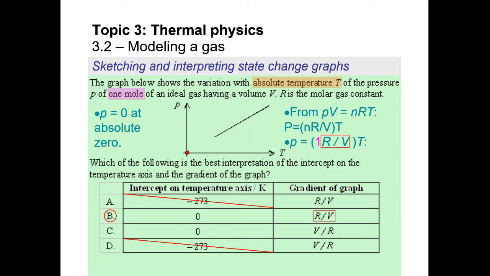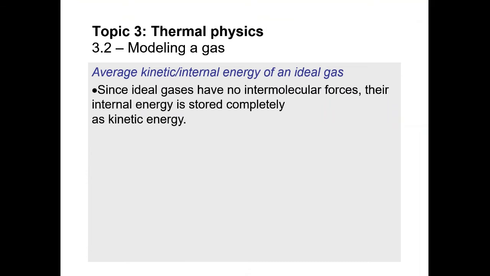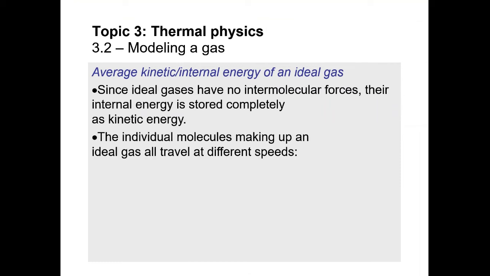The correct answer is B. Average kinetic and internal energy of an ideal gas. Since an ideal gas has no intermolecular forces, the internal energy stored is completely kinetic energy. Internal energy is the sum of the kinetic energy and the potential energy of the molecules. As an ideal gas has no intermolecular forces, the potential energy equals 0, which means for an ideal gas, internal energy is the kinetic energy.